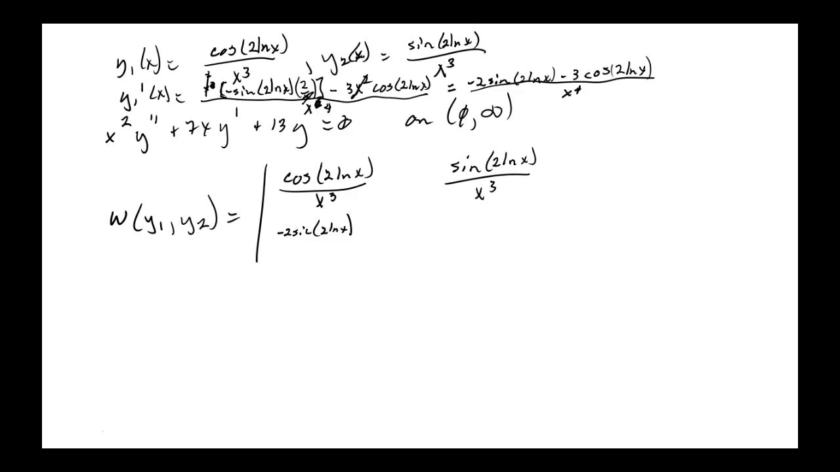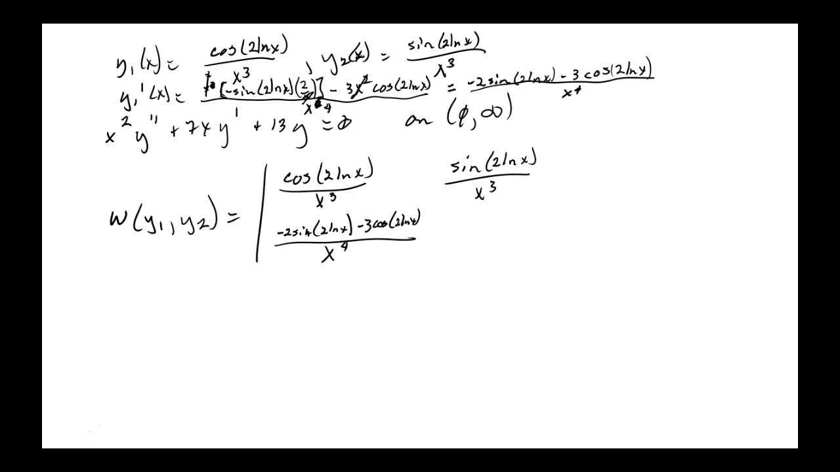Could we make it negative 2 sine? Yeah, that's what we did. Minus 2 sine. Oh, I didn't see that. I'm so sorry. I was looking to the left, not the right side. Okay. So, there's what this is becoming. Minus 3 cosine 2 log x over x to the 4th. Okay?